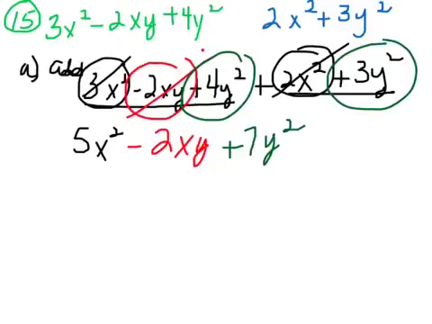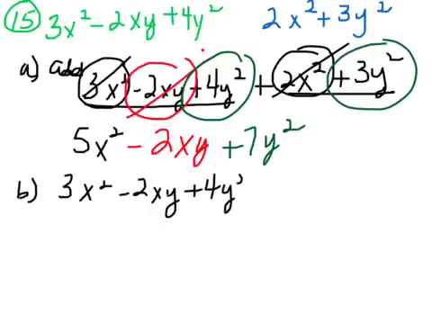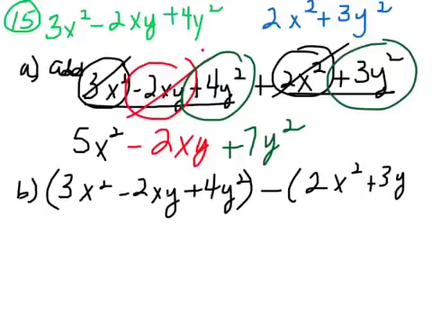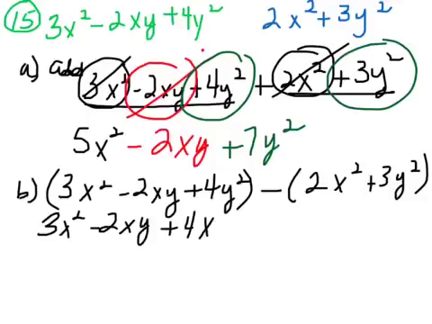Okay, all right, now let's look at part B. B wants us to subtract, it says subtract the second from the first. So I'm supposed to write 3x squared minus 2xy plus 4y squared, but I'm supposed to subtract the second one from that one. I'll put this one in parentheses just so you can see it's the first one minus the second one. Now the first one I really didn't have to put the parentheses around it, so I'm going to just write it without it because there was no negative out front to change any signs. But on the second one, there is a negative out front.